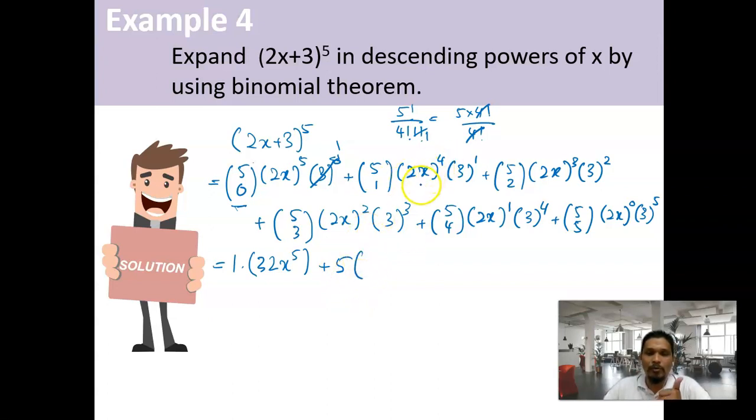Then 2 to the power of 4. 2 to the power of 1 is 2, 2 squared equal to 4, 2 cubed equal to 8, 2 to the power of 4 equal to 16. 16x to the power of 4 and 3.